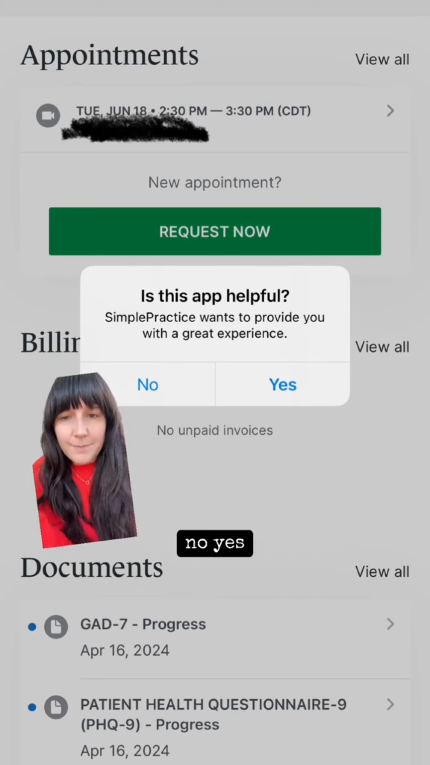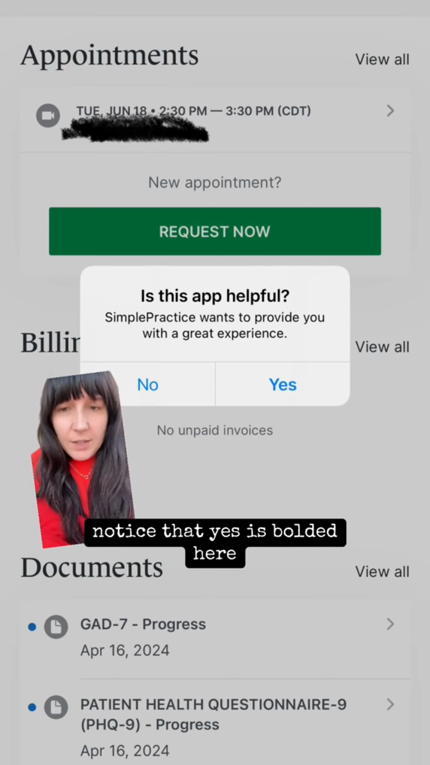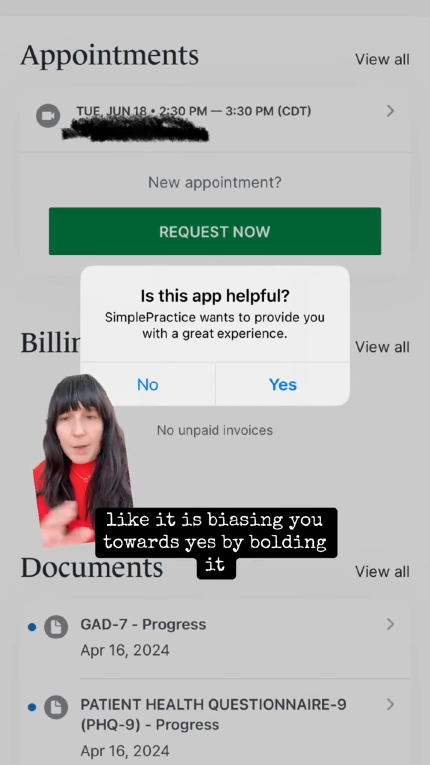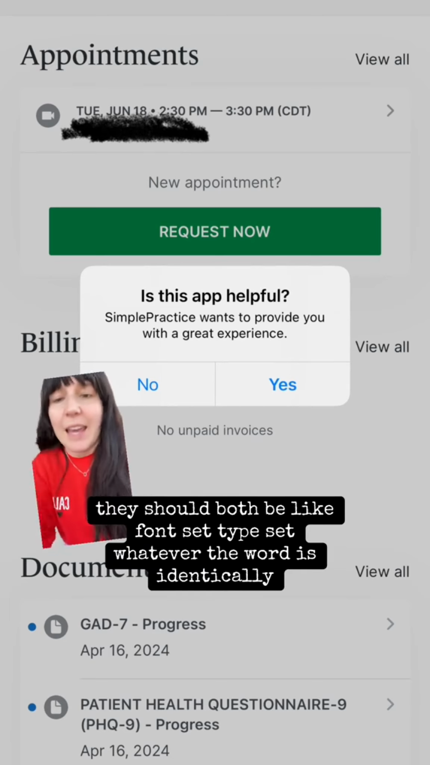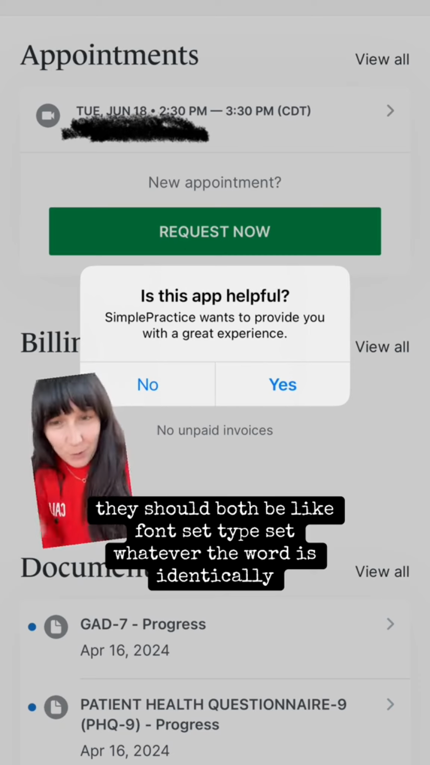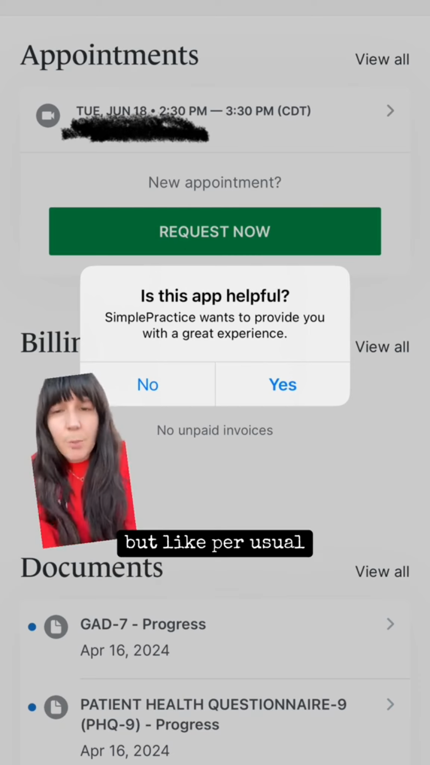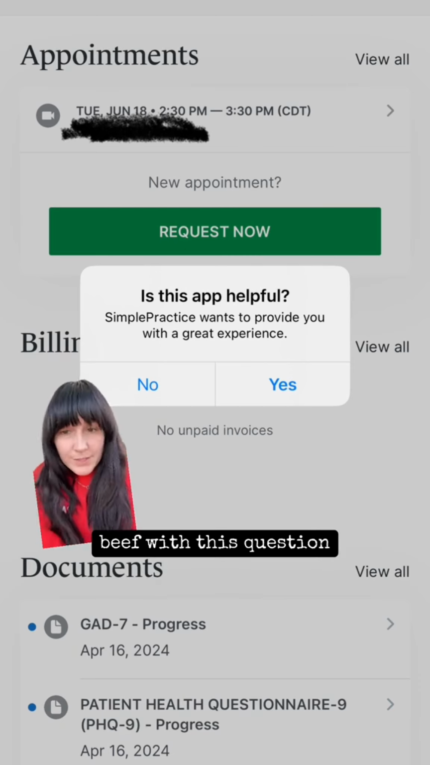No? Yes. Notice that yes is bolded here. It is biasing you towards yes by bolding it. These should both be typeset identically. But as per usual, that is not my biggest beef with this question.